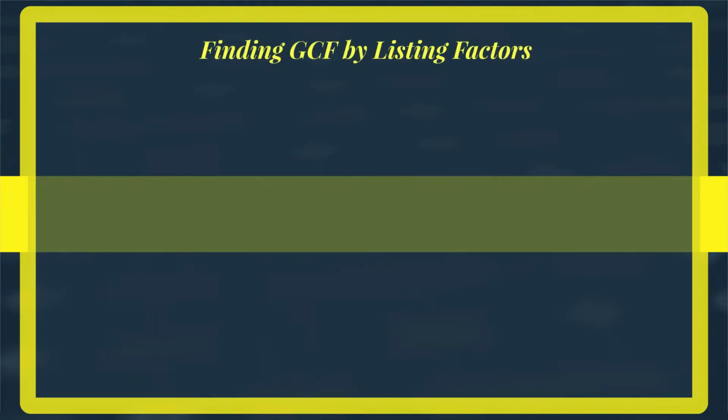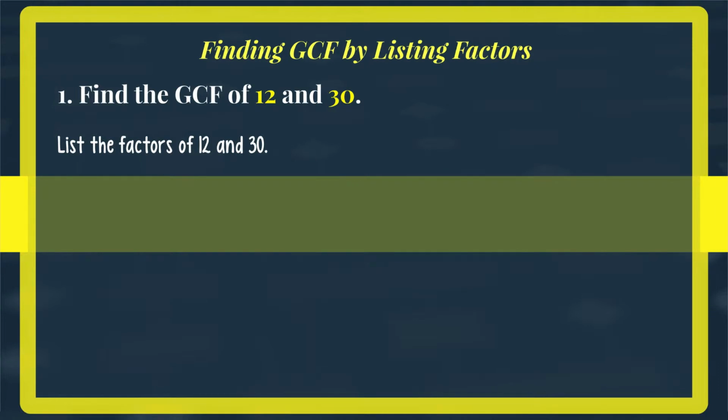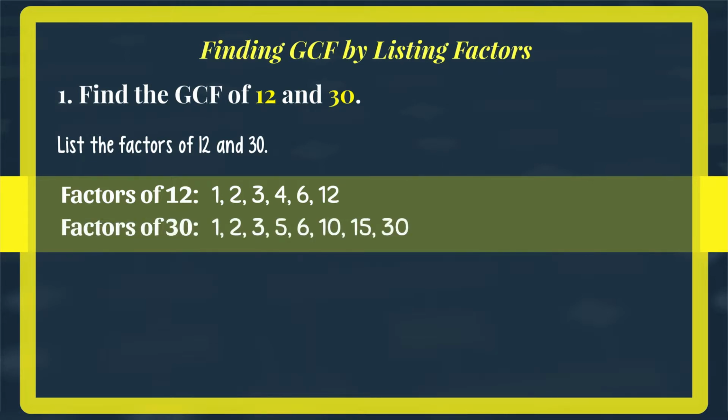We can also find the GCF by listing the factors. To learn, let's find the GCF of 12 and 30 by listing the factors. The listing method is pretty easy. As its name suggests, we will start by listing the factors of 12 and 30. The factors of 12 are 1, 2, 3, 4, 6, and 12, while the factors of 30 are 1, 2, 3, 5, 6, 10, 15, and 30.